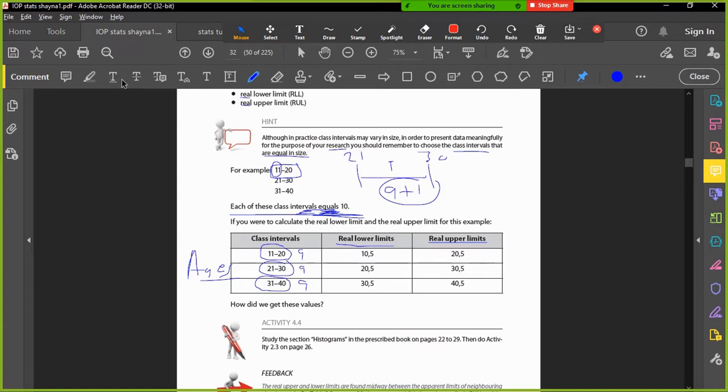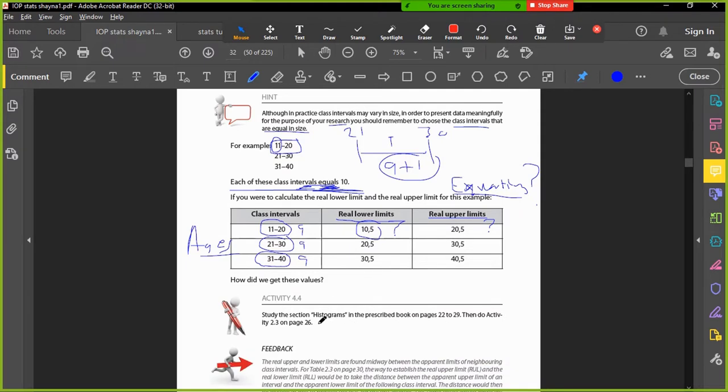Okay, it's just the actual amount. So this 10.5, I would want to know what equation was applied here. I don't see anything. That's my question. And looking at this, let's see. Okay, they are referring to the textbook. Study the section on histograms in the prescribed textbook, then do the activities. Okay, but that's a histogram.